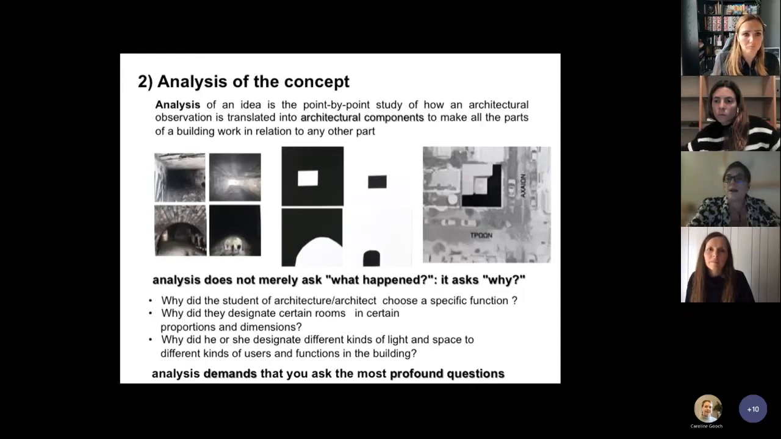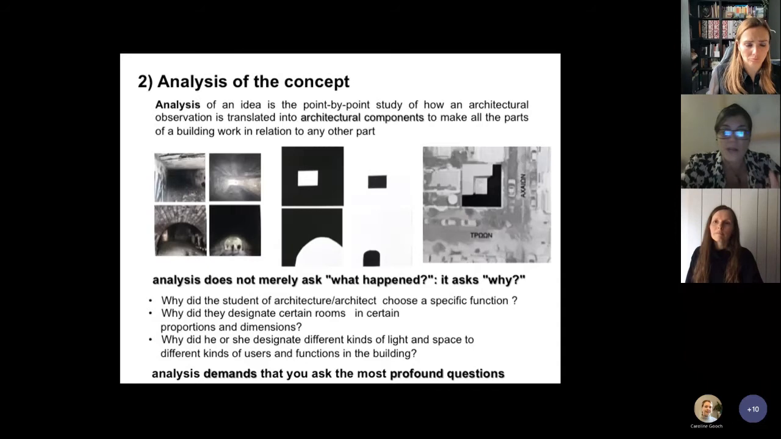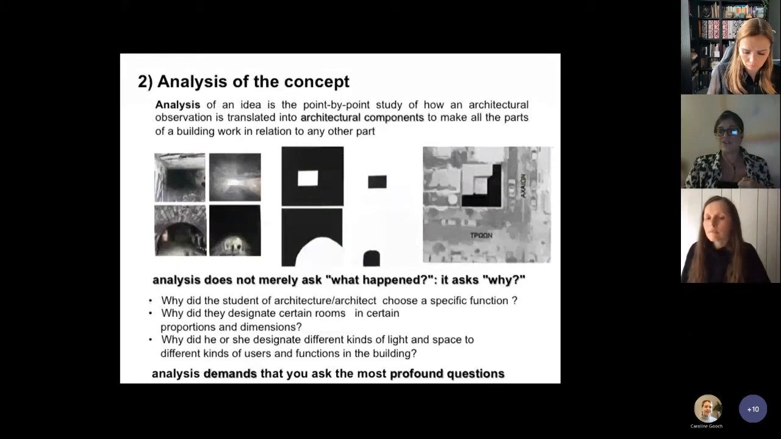So when we talk about analysis and analysing our initial observation, we don't ask merely what happened. We need to ask why, and that's what analysis kind of is. So why did the student of architecture or architect choose a specific function? Why did they choose specific materials? Why did they designate certain rooms in certain proportions and dimensions? Why did he or she designate different kinds of light and space to different kinds of users and functions in the building? So when we talk about analysis, this demands that you ask the most profound questions.